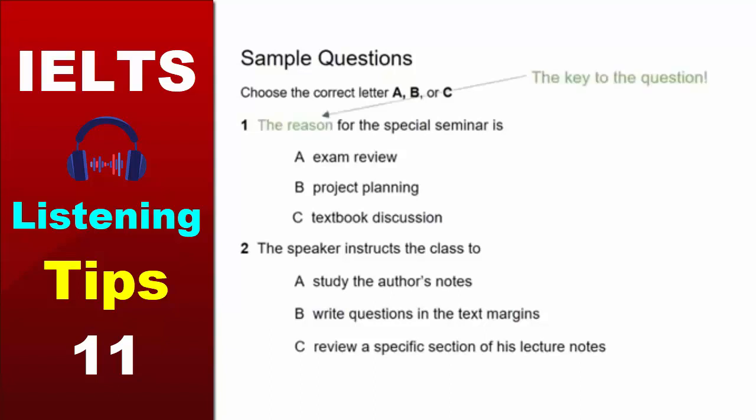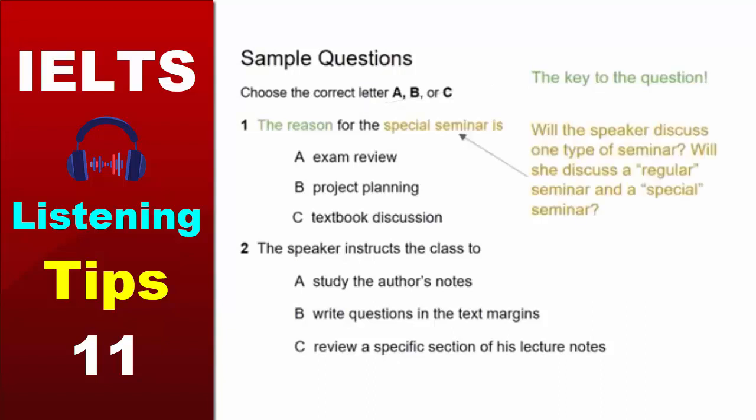Now, the key to this and the most important part of the question we see there is the reason. What we're supposed to listen for is the reason for the special seminar. So our answer choices are going to be reasons, and that's what we're going to be listening for from the speakers in the passage that will come soon. So as we're planning and trying to make predictions for what answer choices to select, we need to underline or circle this part of the question because this is what we're listening for in the passage as the speakers are talking.